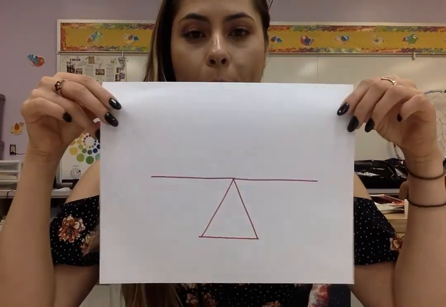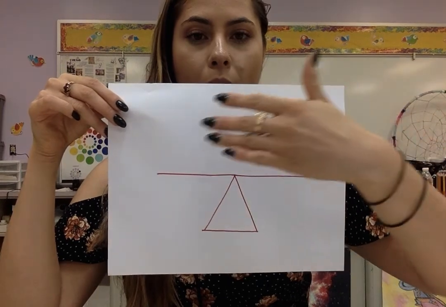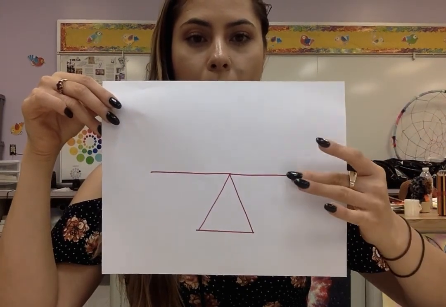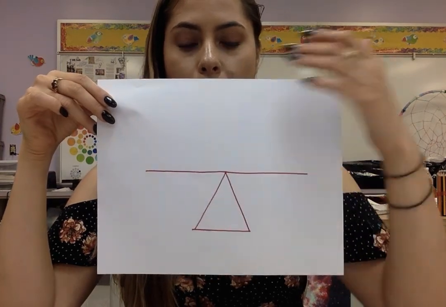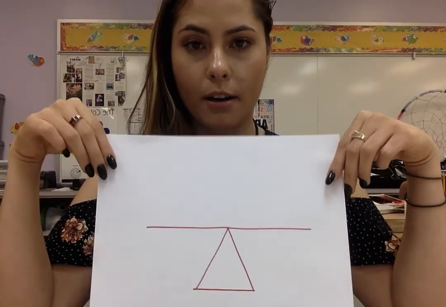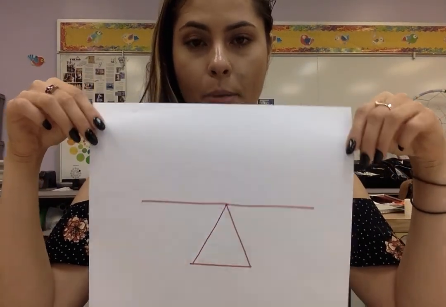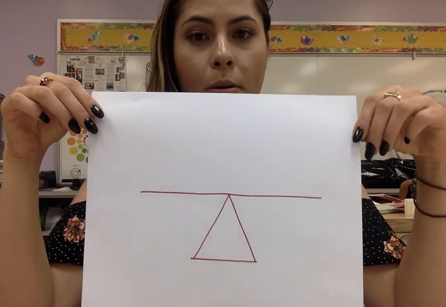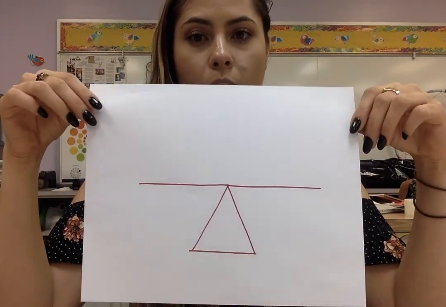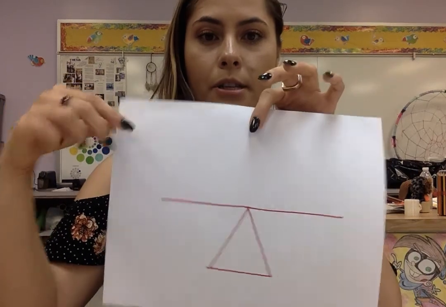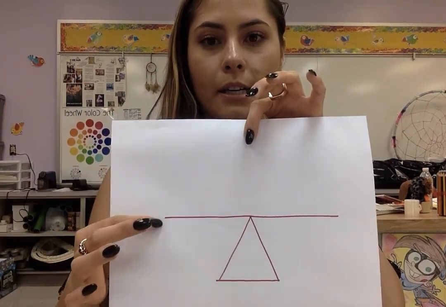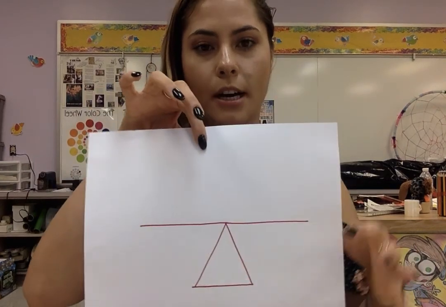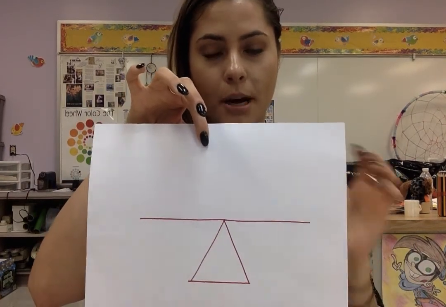Here is a lovely balance. Now, when we think of balance, we think of something like this, where if you place an object on one side, this will go down and the other side will go up. I want you to think of each and every single drawing, painting, each and every single piece of art that you work on as a balance, where the center of your paper is about that point right there. One side is one side of the balance, and the other side is the other side of the balance.